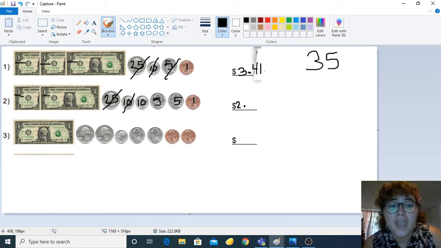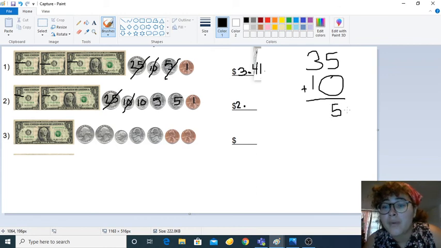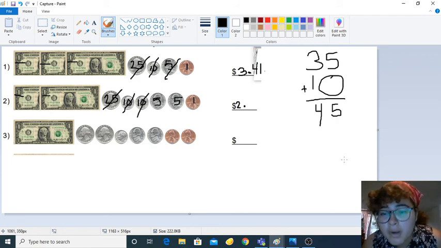We added 10 more because of another dime. We have 5 plus 0 is 5. We don't have 10 or more, so it's just a 5. 3 plus 1 equals 4. And now we have 45. So that's the same thing, we're adding tens. So we have 45. Now, we cross this one out, and 45, again, if you remember how to count by fives, it's a lot easier, but if you don't, it's okay.